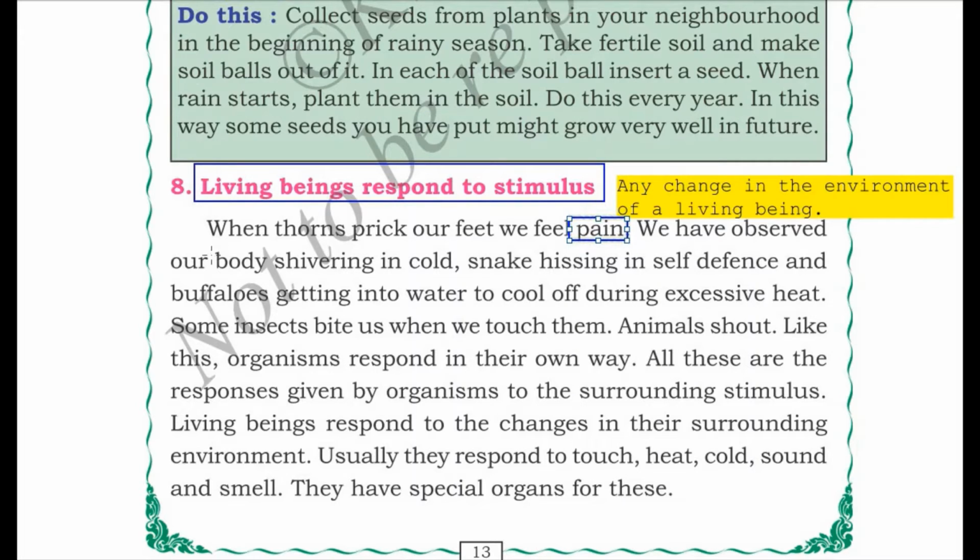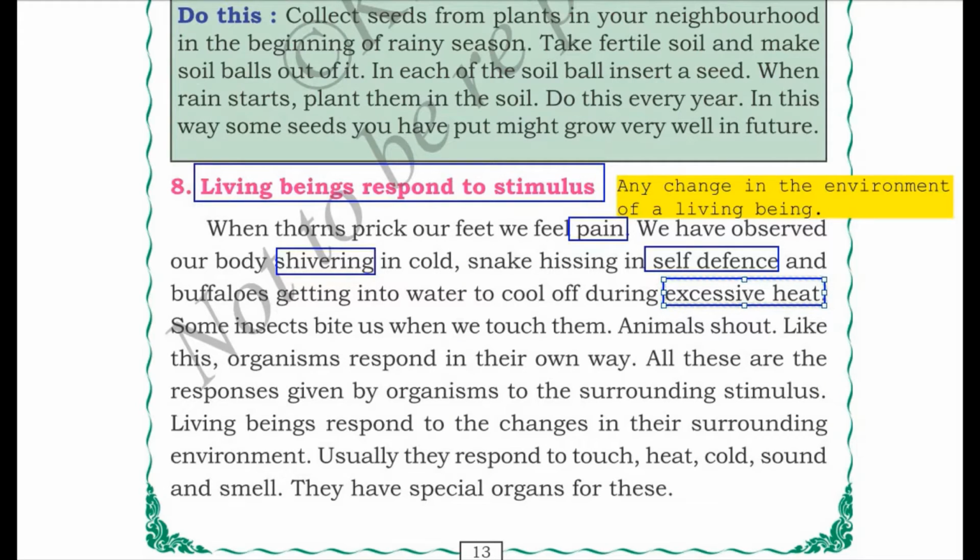We have observed our body shivering in cold, snake hissing in self-defense, and buffaloes getting into water to cool off during excess heat. Some insects bite us when we touch them. Animals shout. Like this, organisms respond in their own way.